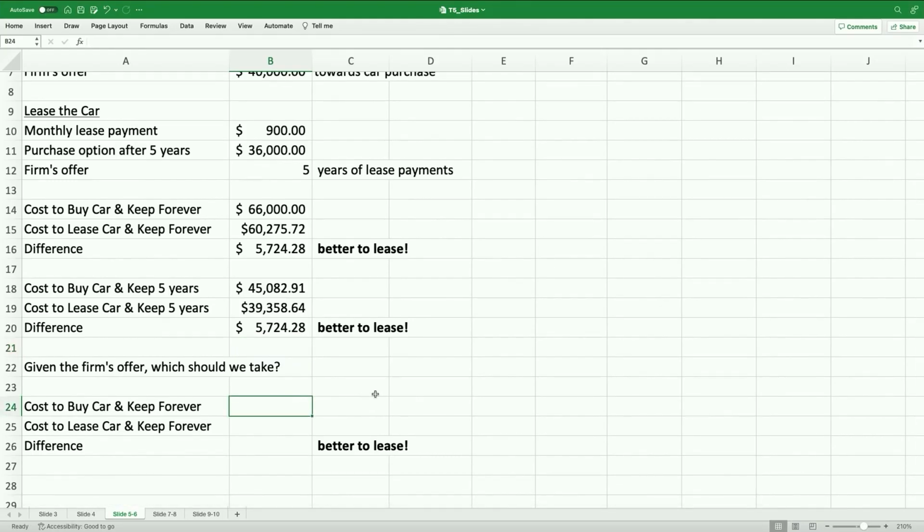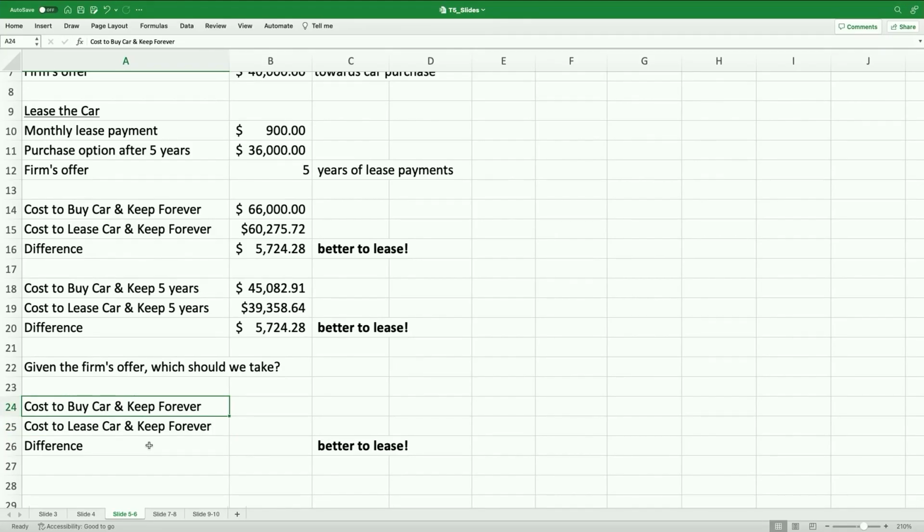Part B of the question says, given the firm's offer, which should we take? Should we buy the car or lease the car? Now, because I've already shown you that the answer is invariant to whether we keep it for 5 or keep it forever, I'm just going to compare the cost of buying it and leasing it under the keep forever condition. We could do it under the keep 5 years. Again, it would not matter.